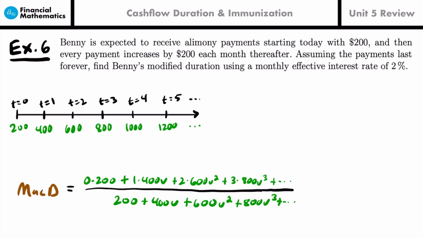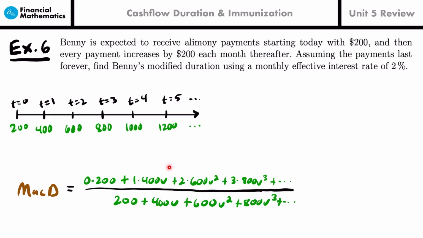We have to find a way to represent these streams of payments with a closed formula that we can actually calculate the value of, but that might prove to be difficult when it comes to the numerator. The denominator is not so bad because this is just an arithmetic increasing perpetuity. You start with a payment of 200 and then every payment after increases by 200. This is just an arithmetic increasing perpetuity due since the first payment starts today or at time 0. So we could easily represent that with the formula for calculating the present value of an arithmetic increasing perpetuity due.